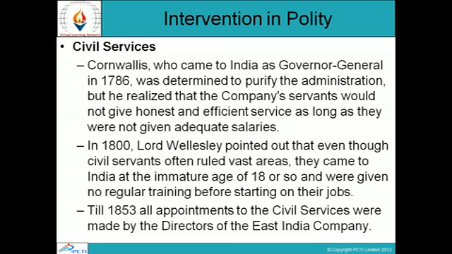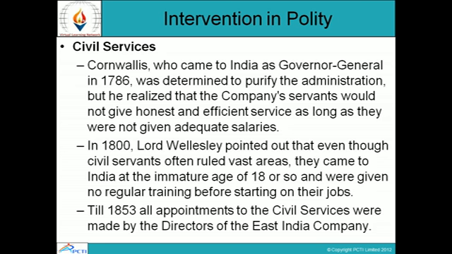Intervention was also there in polity and state-related affairs. First, it was in civil services. Cornwallis, who came to India as Governor General in 1786, was determined to purify the administration, but he realized that the company's servants would not give honest and efficient service as long as they were not given adequate salaries. So without adequate salaries, efficient and honest service was not given.